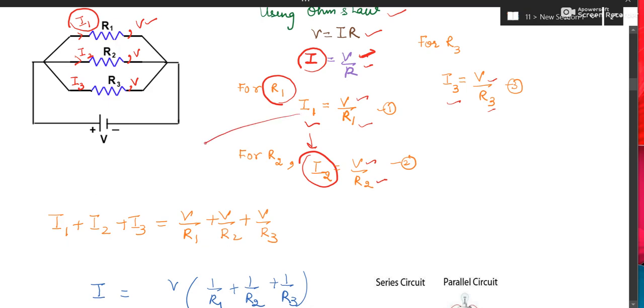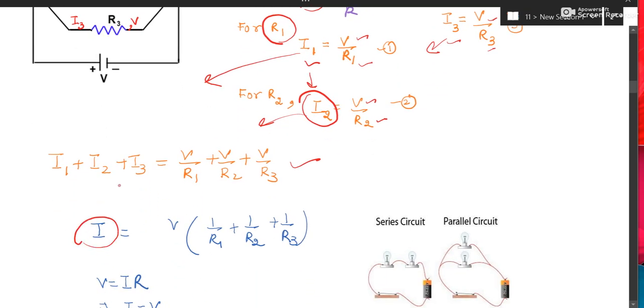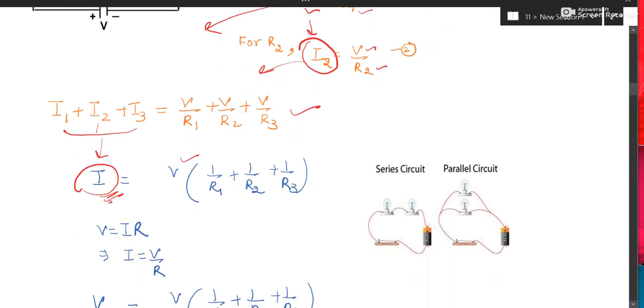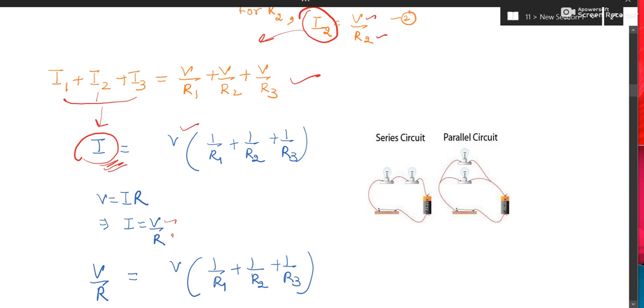So the left hand side will give you I1 plus I2 plus I3. The right hand side will give you this. This is net current I. Summation of all three currents will be I. And V is common from here. Now I can be written as V by R because that is Ohm's law. V is equal to IR, so I is equal to V by R.